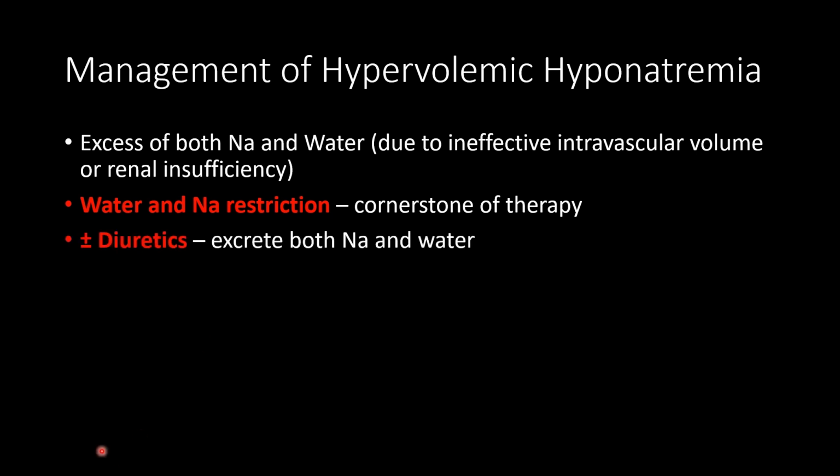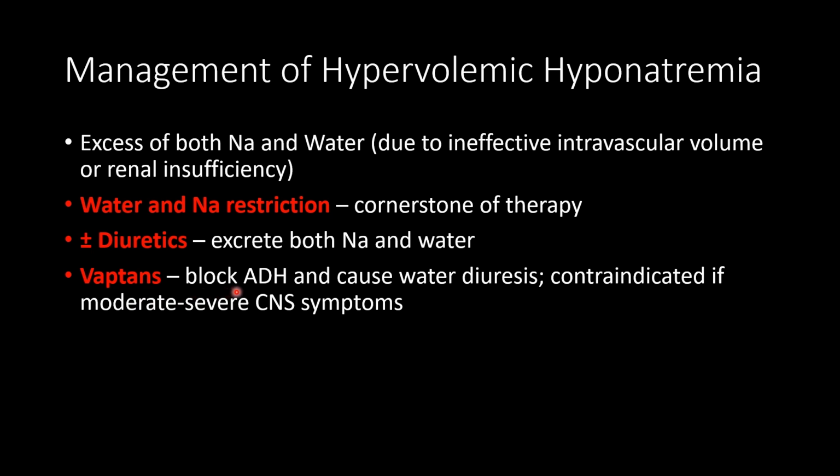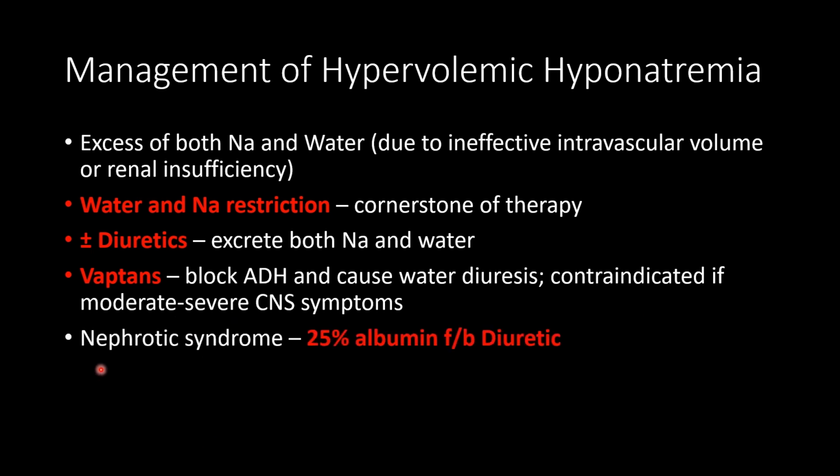We may require some diuretics so that some amount of sodium and water both will be excreted, and vaptans have some role because they block the ADH and cause water diuresis, but those are contraindicated if moderate to severe CNS symptoms are present. Last but not least, if nephrotic syndrome is there with severe hypoalbuminemia, we may need to transfuse 5% or 10% or 25% albumin followed by a diuretic. If there is renal failure, that was the one exception of hypervolemic hyponatremia in which the urinary sodium was high, we will need to give fluid restriction, and if we are not able to restrict the fluid while maintaining the nutrition, we may need to take the patient for dialysis.